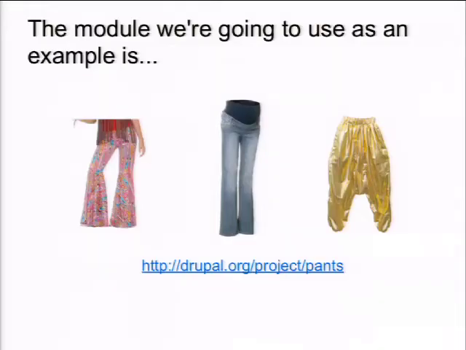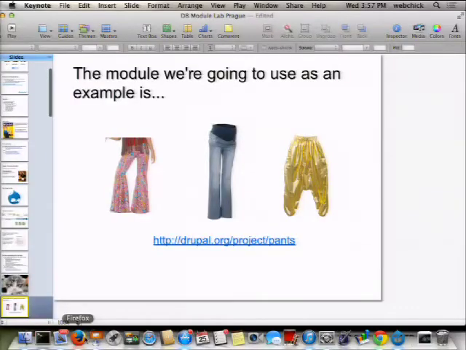The module we're going to use as an example in our walkthrough is called the Pants module, which you may or may not care about, but it's a useful module because it sort of has an answer key for how to port from 7 to 8, so it can be useful to use as a reference. So I'm just going to walk through that module real quick and show you what it does.